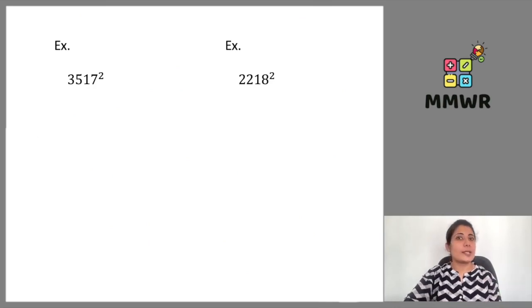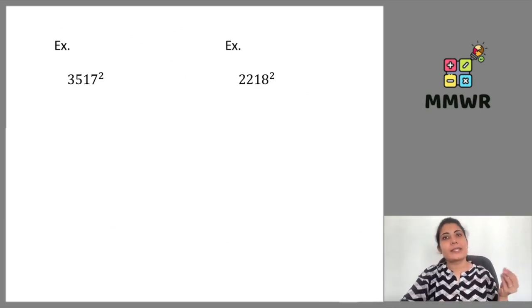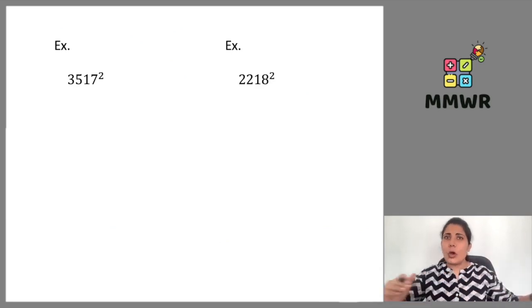Let's move to many more problems. So here we have a 4-digit number. How should we break the number? Again, we have multiple ways. This can be written as 3000 plus 500 plus 10 plus 7. But that will be too long.